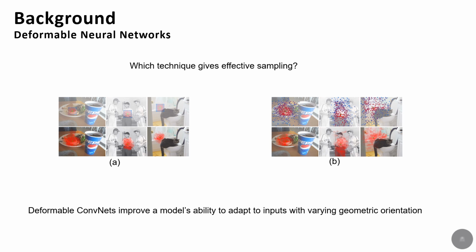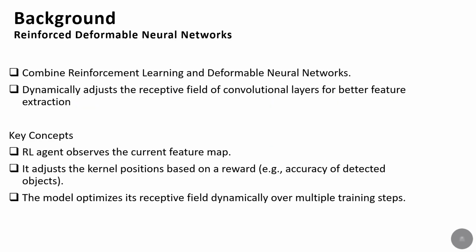So you can see that we have better chances of capturing more features while we are sampling across the dataset or a given image. So obviously deformable convolutional neural networks improve a model's ability to adapt to inputs with varying geometric orientation. So regardless of the shape of the input image, deformed convolutions outperform the previous technique.